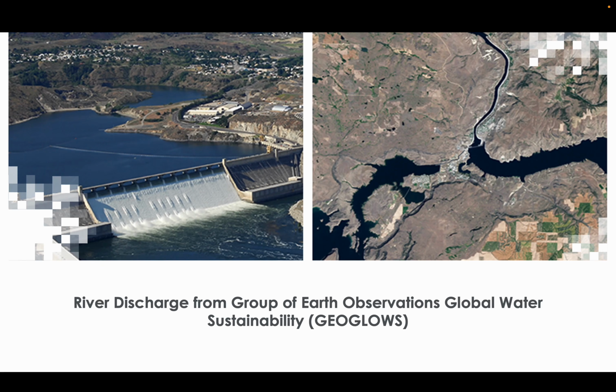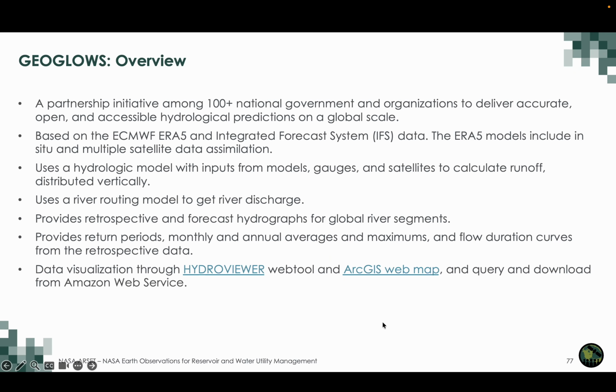The final parameter we are going to review is river discharge from the Group on Earth Observations Global Water Sustainability, or GEOGLOWS. GEOGLOWS is a partnership initiative among 100+ national governments and organizations to deliver accurate, open and accessible hydrological prediction on a global scale. It is based on the European Centre for Medium-Range Weather Forecasts ERA5 model and Integrated Forecasting System, and that includes multiple satellite data assimilation in the model.